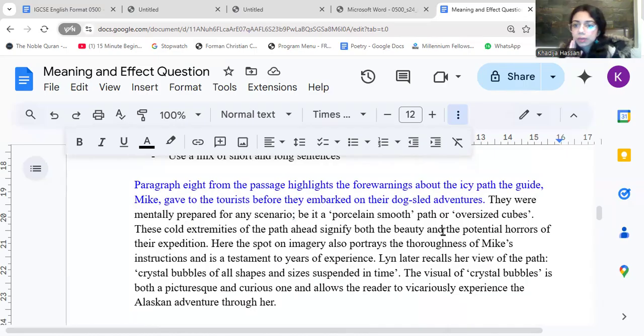So you can use semicolons as well. You can use colons. You can use commas. You can use exclamation marks if it's fitting. But don't force anything. That is the main takeaway from this. So don't force anything.